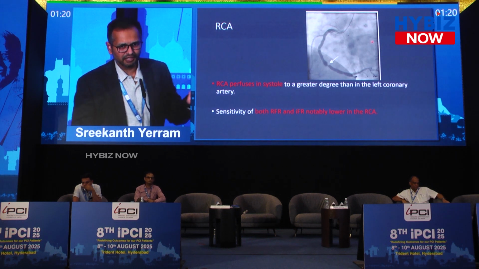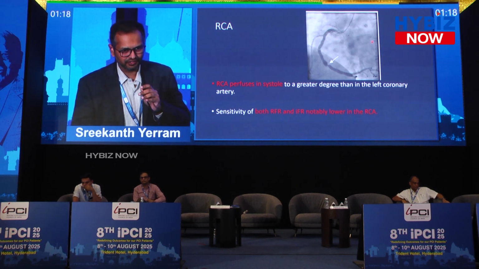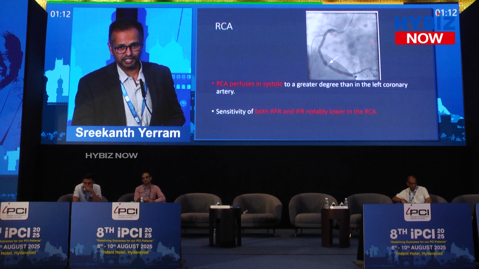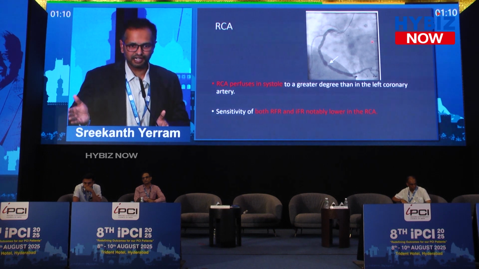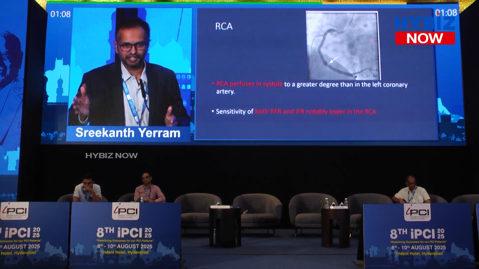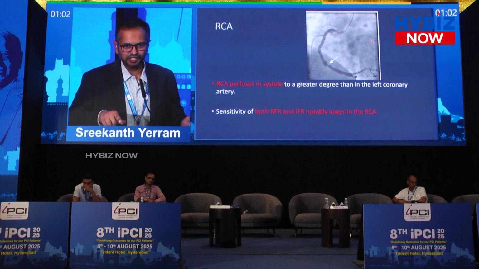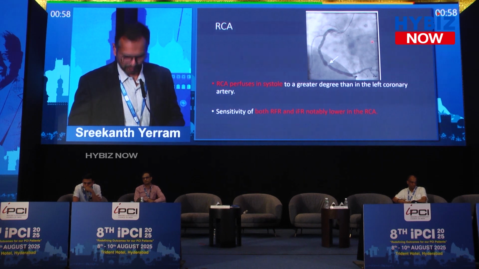So coming to the different coronary artery territories for IFR and RFR, if you look at the RCA, the perfusion of RCA is predominantly in systole, right? Unlike the left, which has significant perfusion in diastole, RCA perfuses both in systole and diastole. These are the measures which are done in diastole. So they have less sensitivity for measuring RCA lesions when compared to the left system.